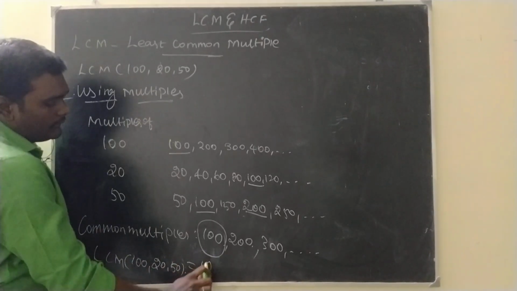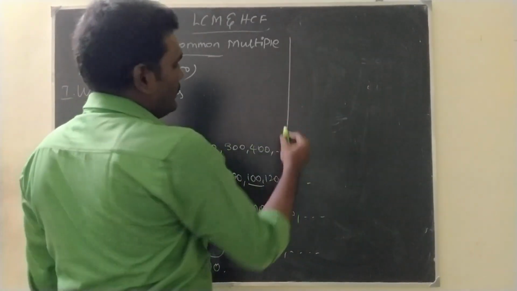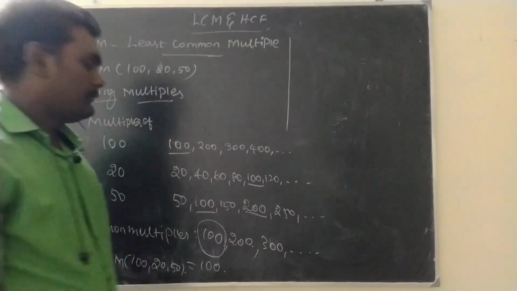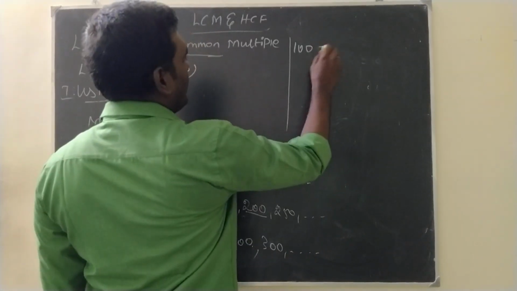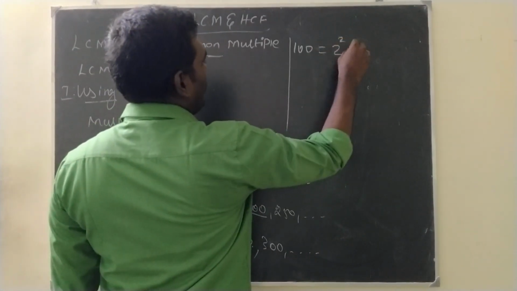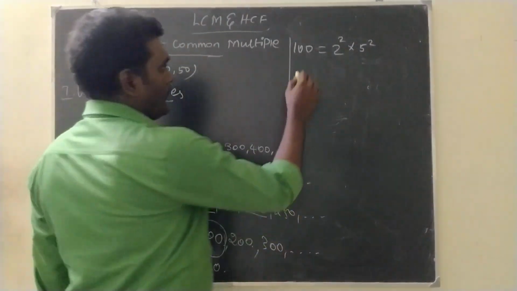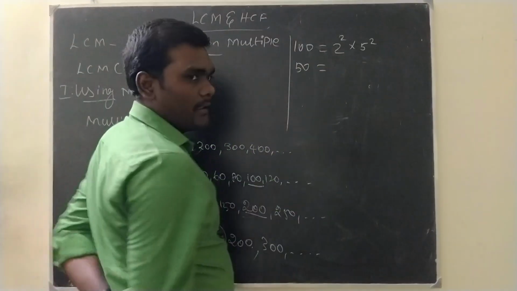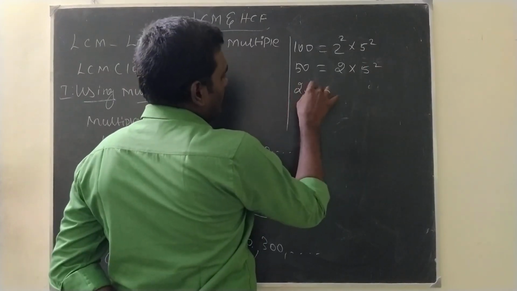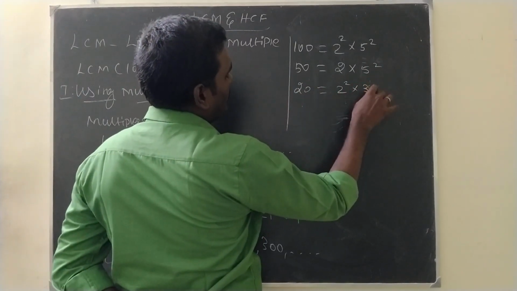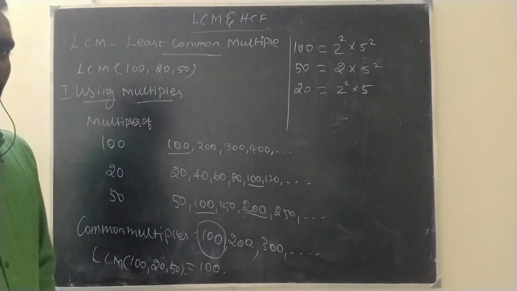Like the previous one, this method also looks time consuming. So we'll go for prime factorization. In the prime factorization, I hope you remember this 100 we can write like 2 square into 5 square, is it or not? Previously we have written. Then this 50 we can write as 2 into 5 square, and 20 that is 2 square into 5.